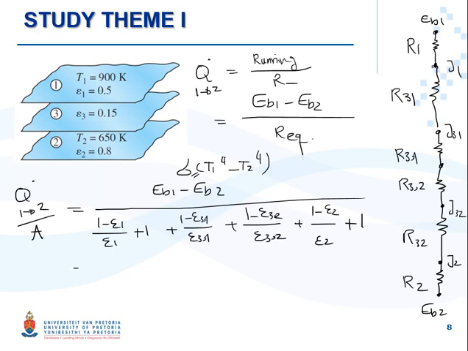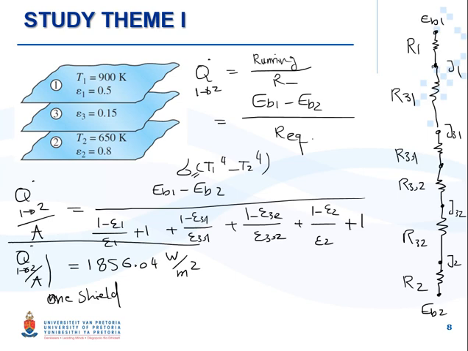The number I have calculated is 1856.04 watt per square meter. So that is Q dot 1 to 2 divided by A with one shield. Let's compare these two numbers.